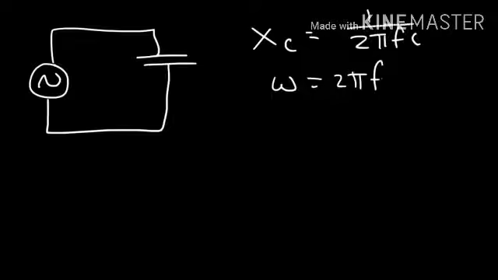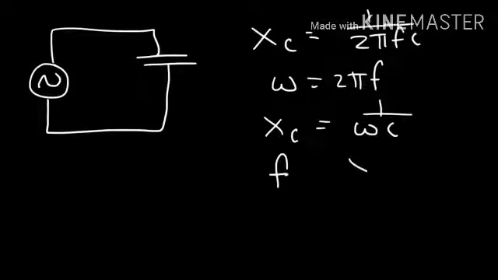Now let's move on to a capacitive circuit. Capacitive reactance is 1 over 2 pi FC. And we know that omega is 2 pi F. So capacitive reactance is 1 over omega times C. So as the frequency increases, the capacitive reactance decreases. Notice that F is on the bottom of the fraction. So F and XC are inversely related.